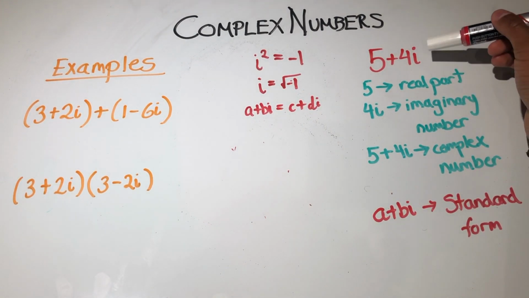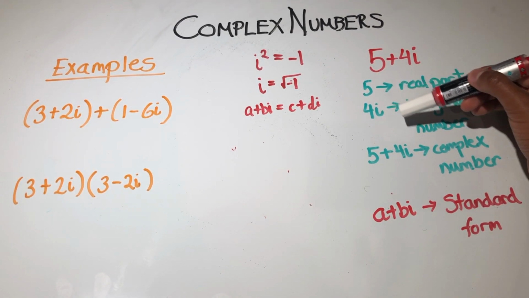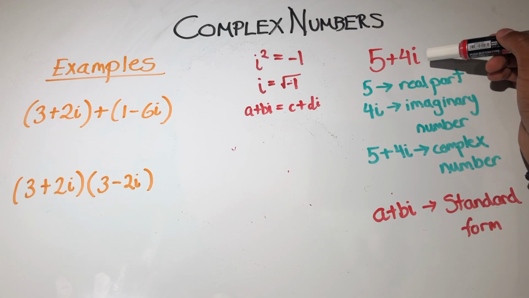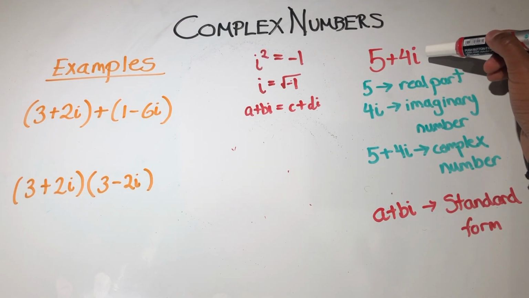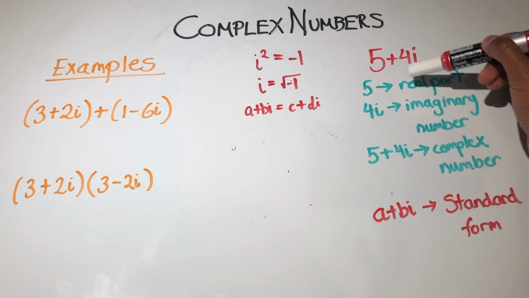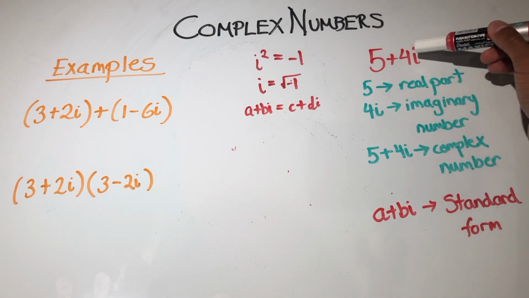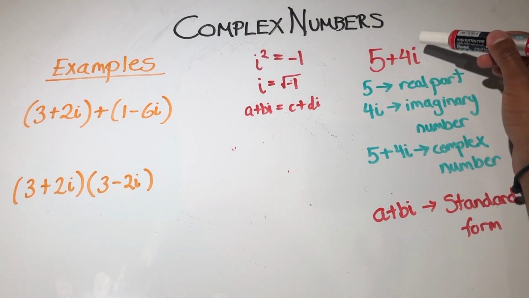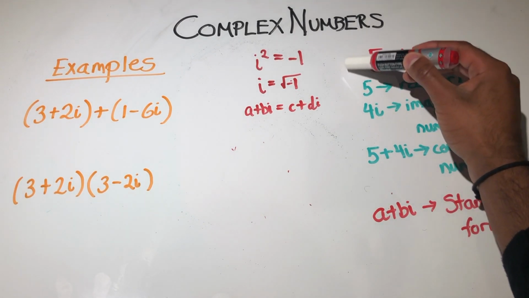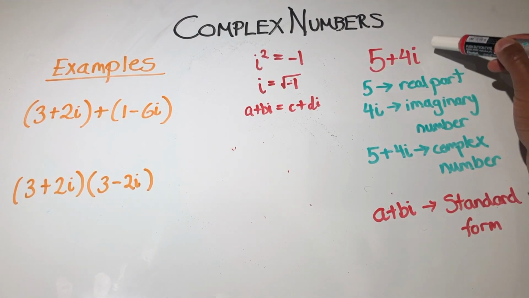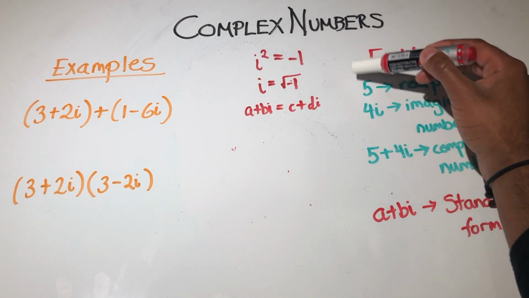And then if we look at this term right here, we have 5 plus 4i. Now I labeled each term and I tried to explain what each term represents. So 5 is considered the real part of the term. Then we have 4i. 4i as a whole is considered the imaginary number. And then this whole term is the complex number. And this is what we're going to discuss throughout this whole video.